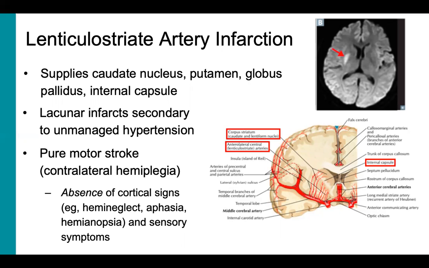There are over 20 lacunar syndromes that have been described, but the most common clinical presentation of lenticulostriate artery lacunar infarcts is one of pure motor involvement, and this is due to involvement of the posterior limb of the internal capsule.